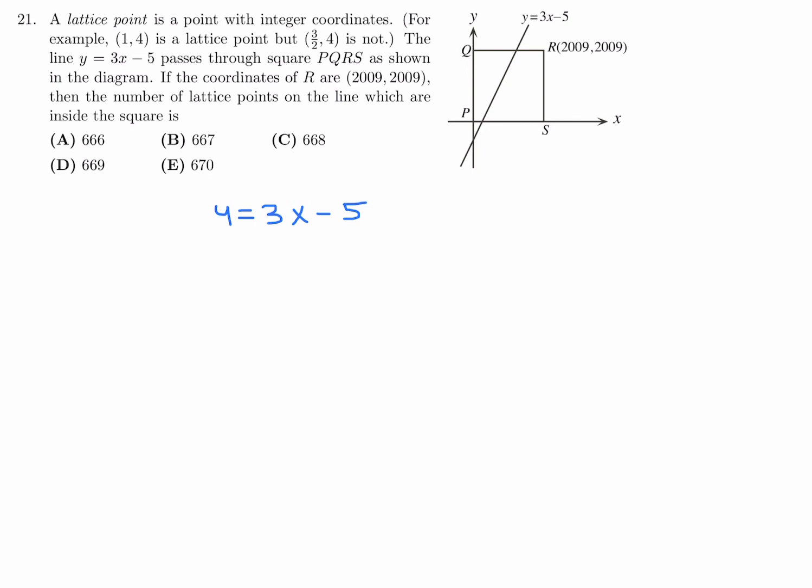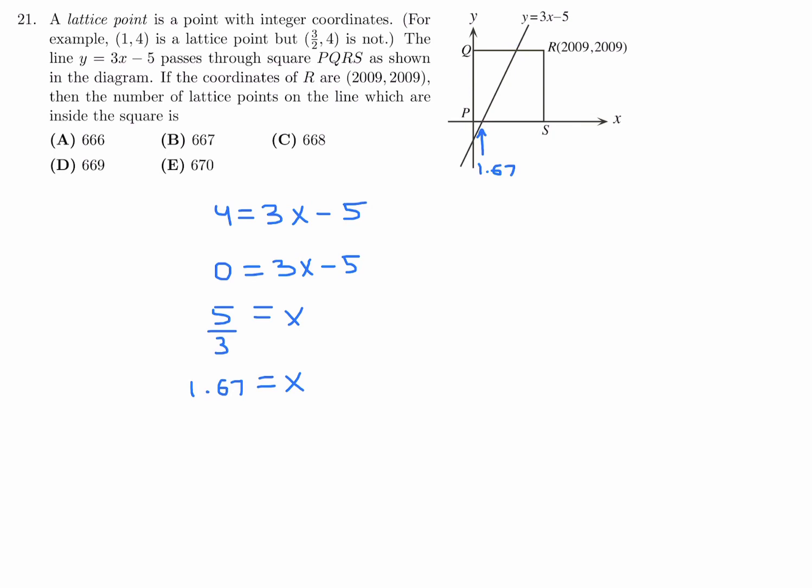x-intercept. To figure out the x-intercept, you set y equal to 0. So that means 3x minus 5 is 0, so that means 5 over 3 is x. So x is approximately 1.67. So this is right there, approximately 1.67. Now we have to do the same thing for that.